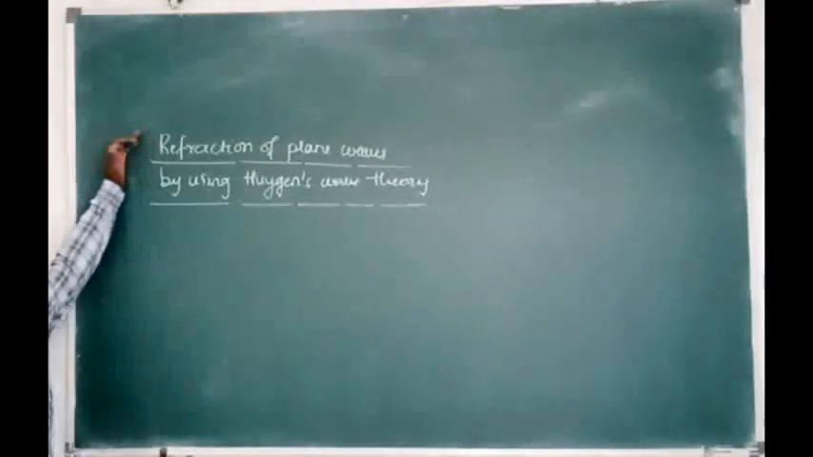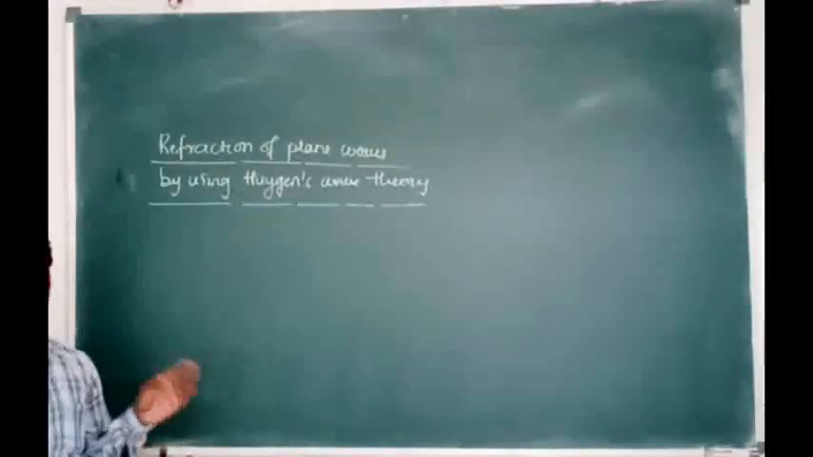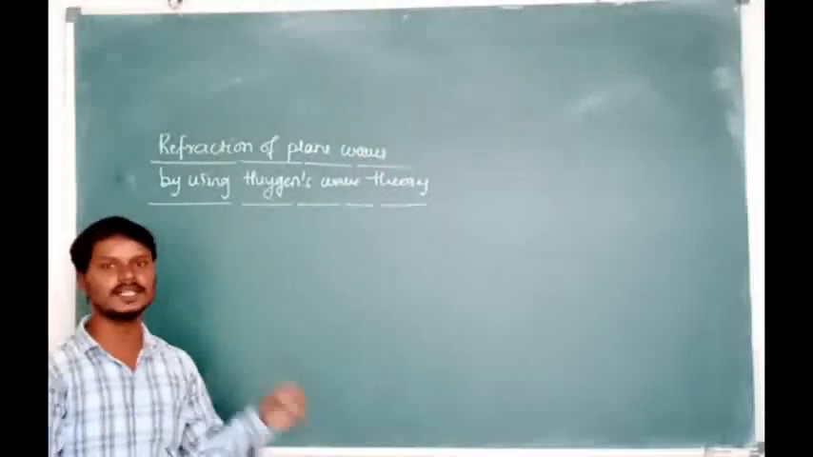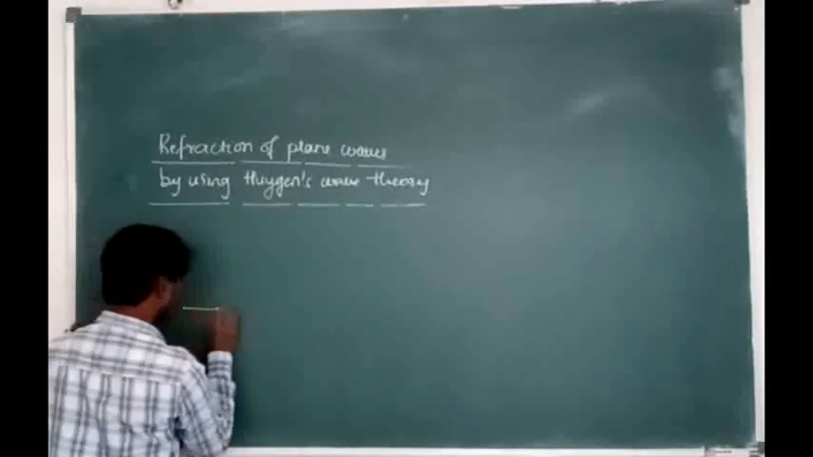What is the law of refraction of light? It is called Snell's law: sin i by sin r is equal to mu2 by mu1, or n2 by n1. Now let us consider once again.